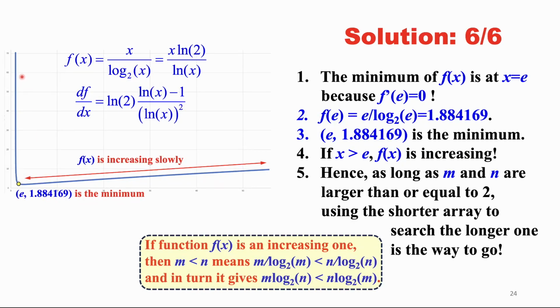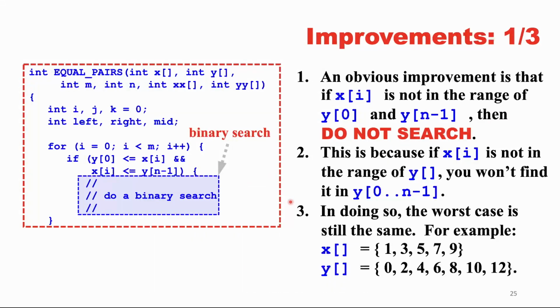1.88) is the minimum of this function, which means as long as m and n are larger than or equal to 2, using the shorter array to search the longer array is the way to go. Of course, we could still do some improvement, not so very significant.